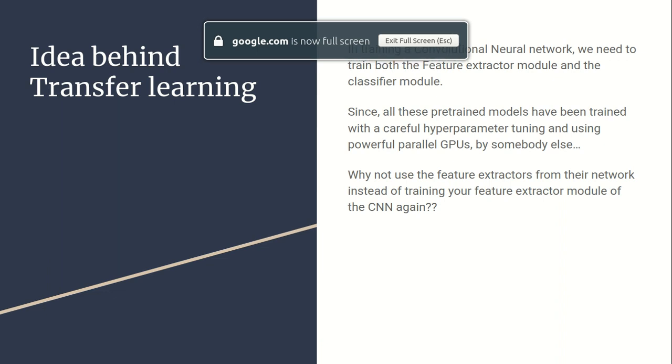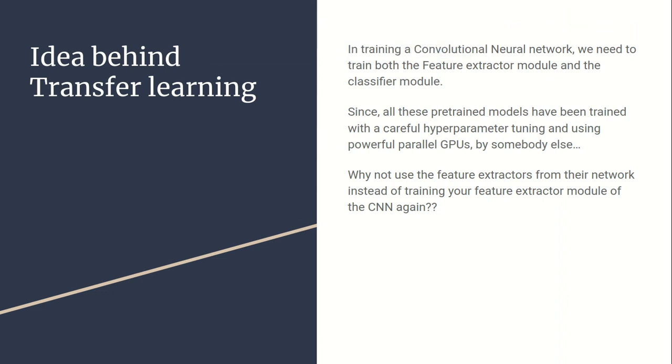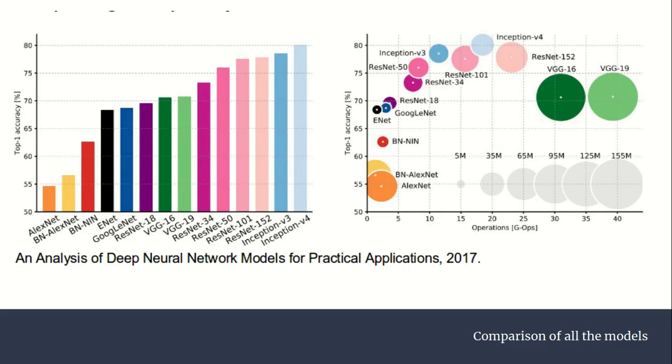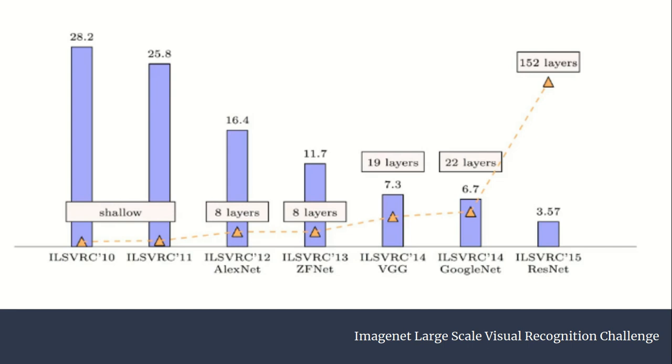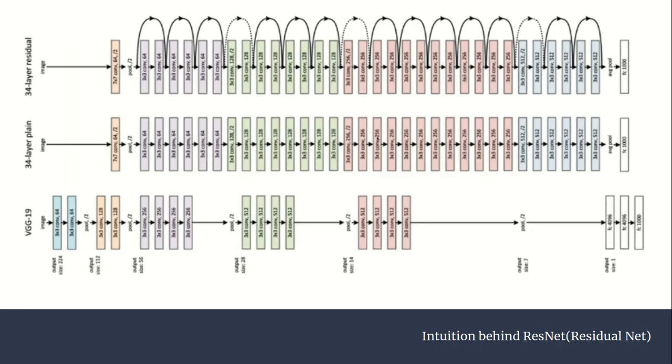Hello all, welcome back. In the previous video we stopped at this point. We saw different pre-trained, state of the art models which won the ImageNet challenge over the years. So there are different architectures, right?